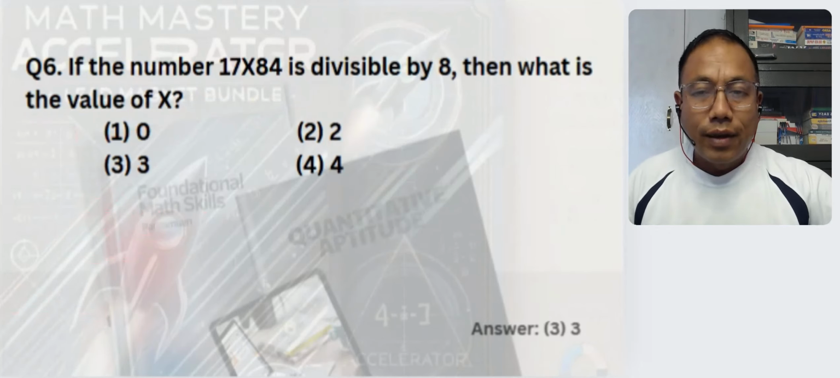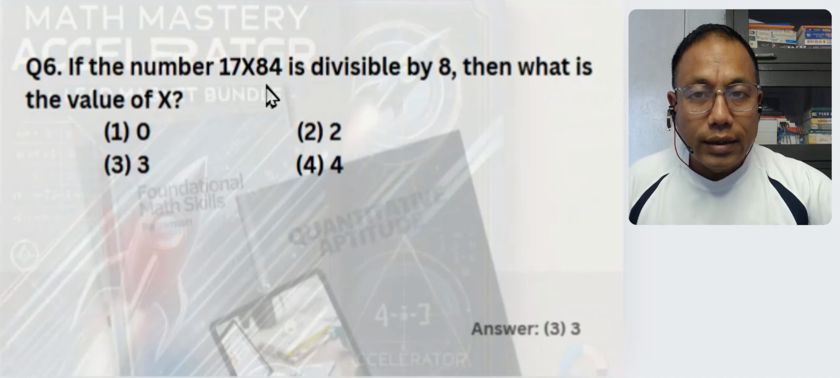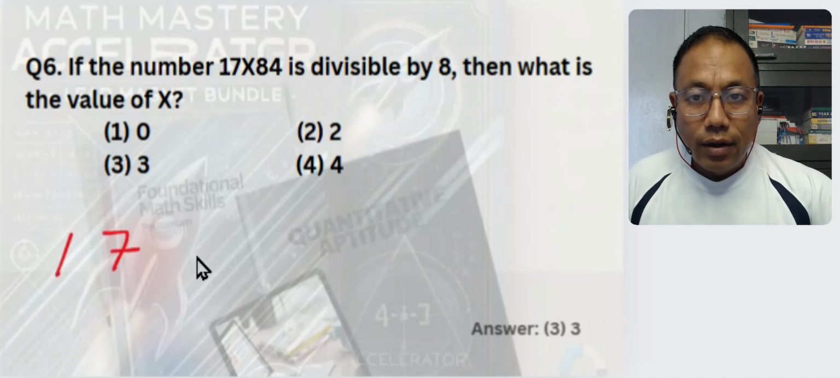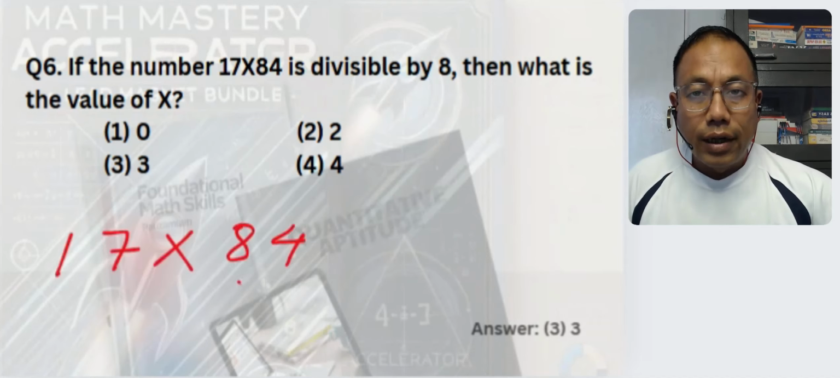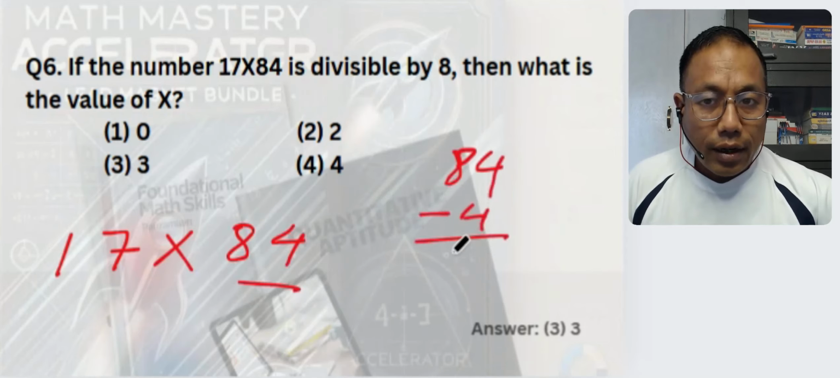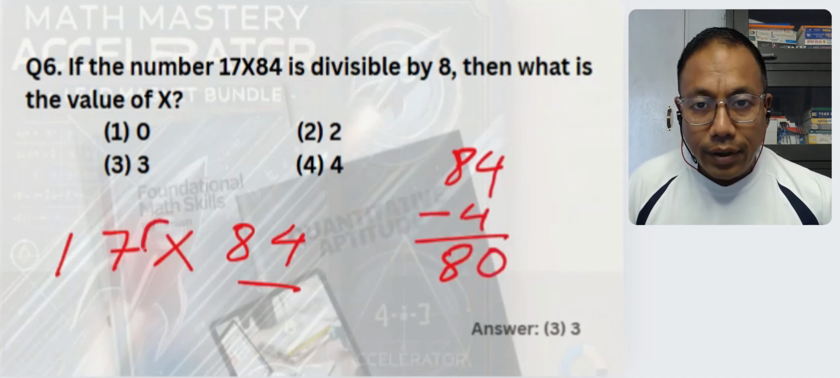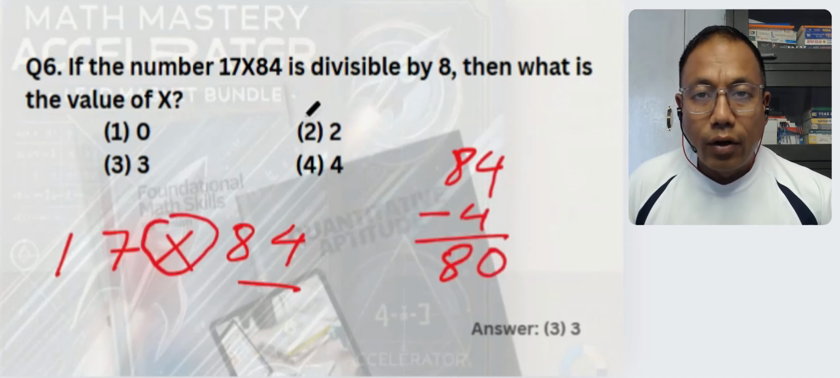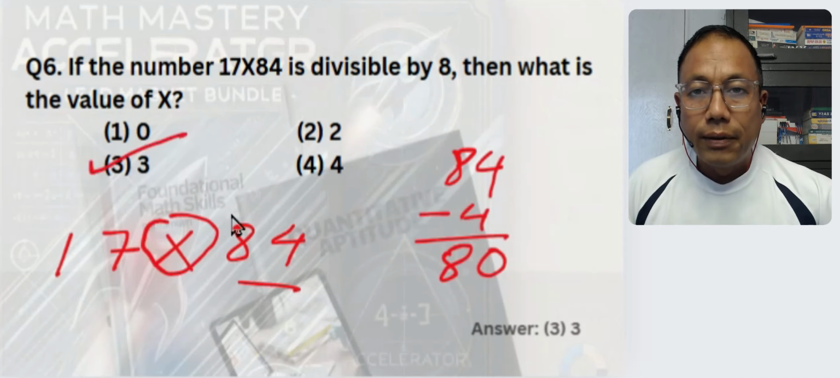Question number 6. If the number 17x84 is divisible by 8, then what is the value of x? 17x84. The last two digits, 84, are not divisible by 8. Let's subtract 4. 84 minus 4 is 80, which is divisible by 8. Therefore, x must be an odd number. Among the given options, the odd number is only option number 3. 3 is the right answer.